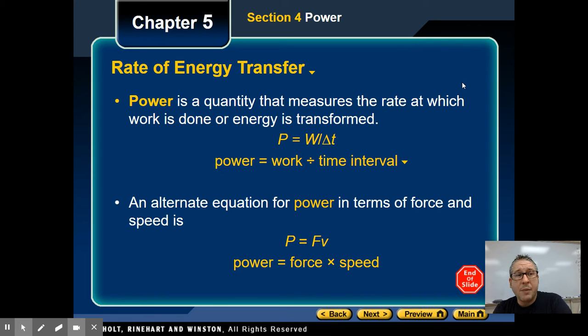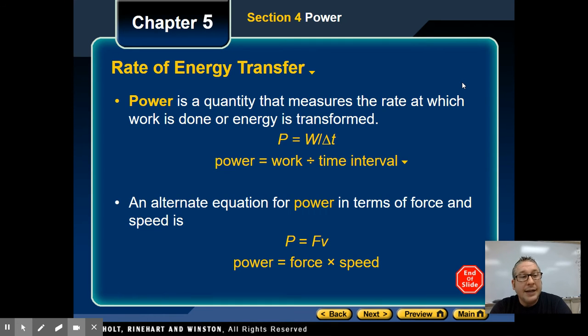Now, in power's calculations, the SI unit for power is watt, okay? That's basically joules per second. So make sure whenever you answer your questions for power that you answer it in terms of watts, all right? There's another formula that we can and will use, and that is how we can incorporate force and speed. And that is power is equal to force times speed.